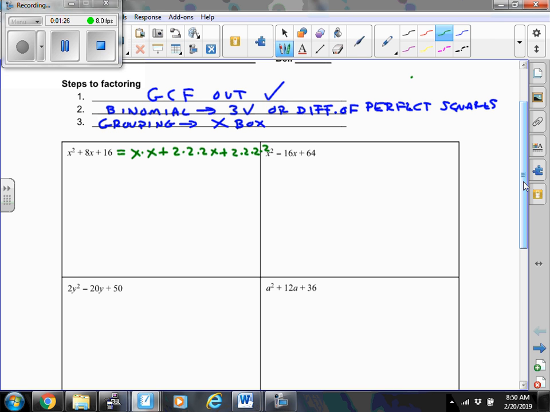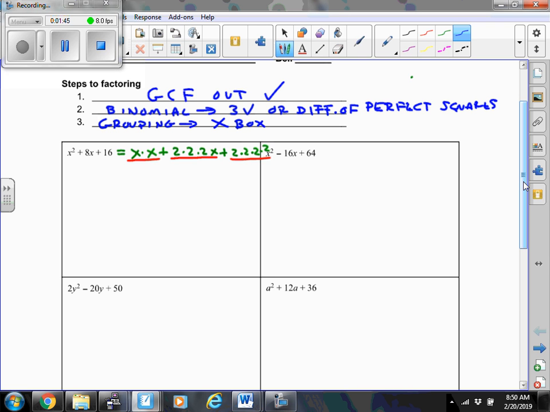Now, if I look at all three terms, because this is a trinomial, all three terms do not have something in common. So my next step is, is it a binomial and can I do my three check? Well, there's not even a difference here. So I'm off step two. Now I'm going to go to step three. So this is just by grouping.